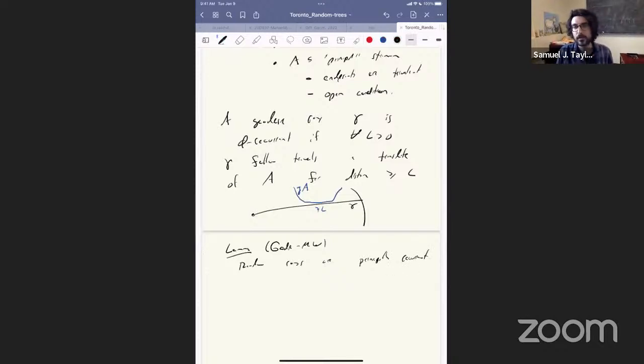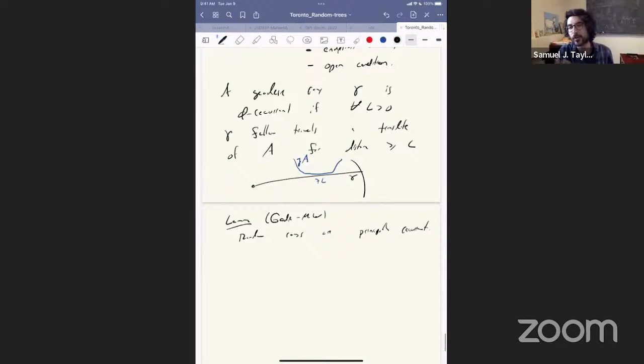Okay. Cool. So that's step one, random rays are principally recurrent. And here, of course, you're sampling points in the boundary of Teichmuller space, the Thurston boundary, with respect to your hitting measure, and then you're taking a ray from a base point to that random point in the appropriate sense. That's step one. Random rays are principally recurrent. That's like the tagline for step one.